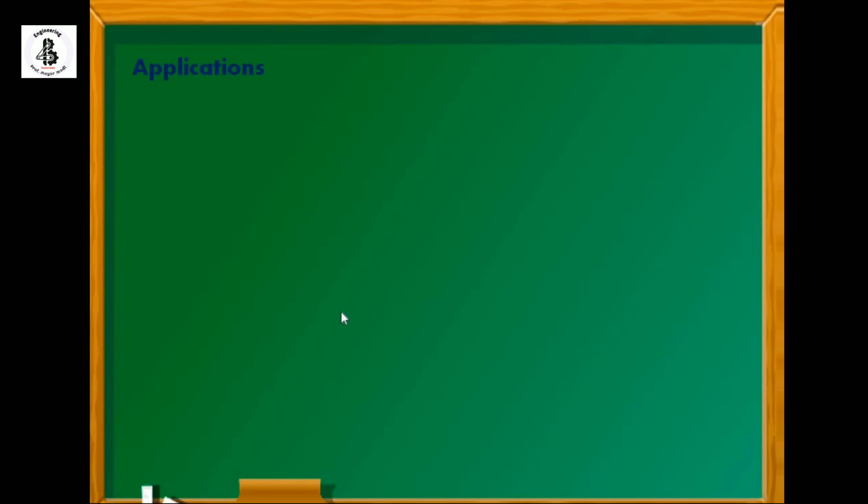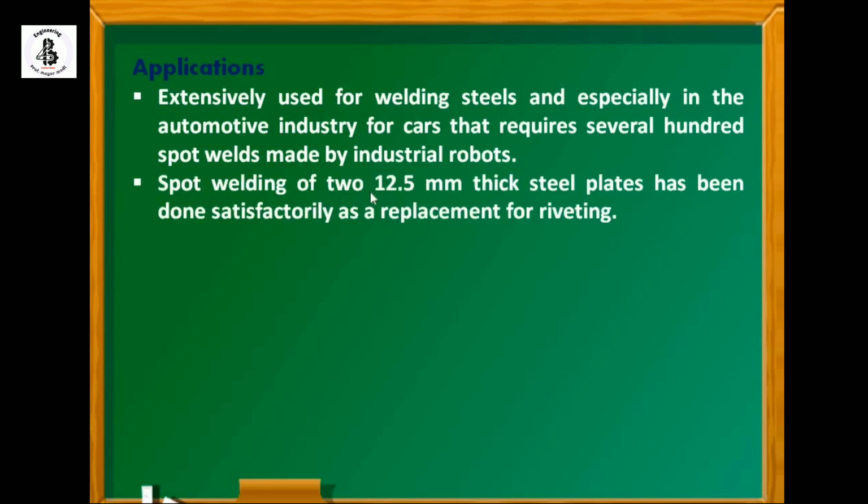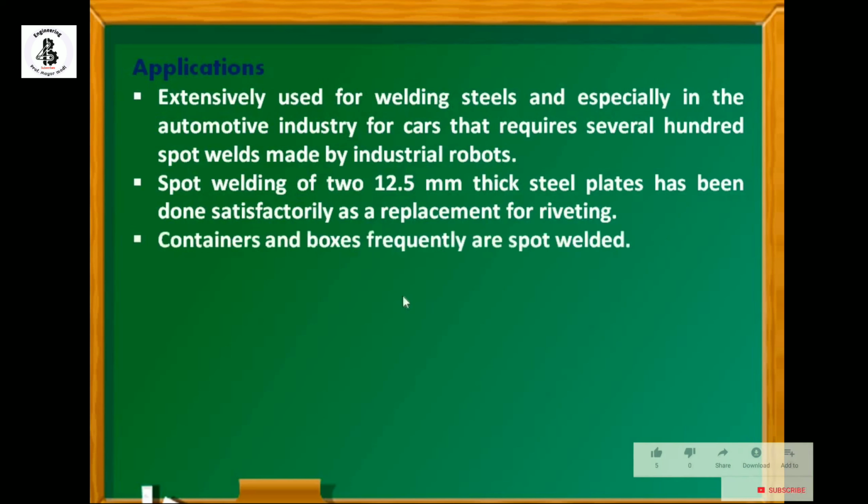Some of the applications: extensive use in welding steels, especially in the automotive industry, where cars require several hundred spot welds made by industrial robots. Basically the car body is spot welded. Spot welding of two 12.5 mm thick steel plates has been done satisfactorily as a replacement of riveting. So by this spot welding process, we are replacing riveting, and it is also used to join two sheet metals. Containers and boxes are frequently spot welded.